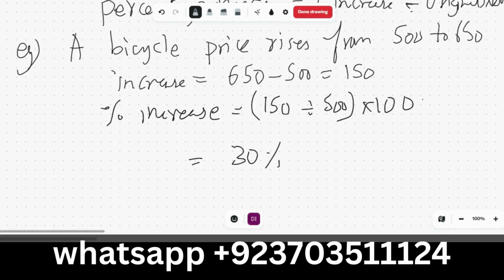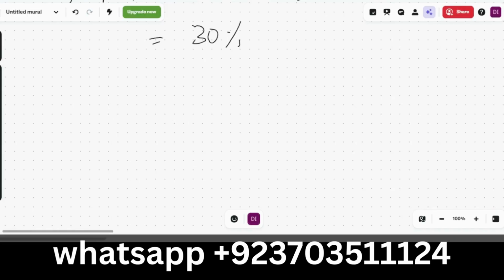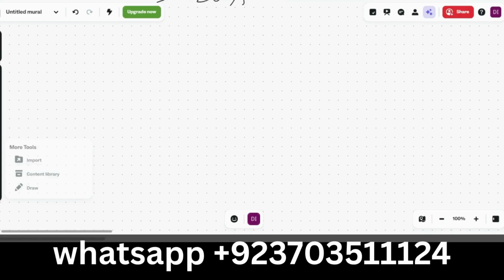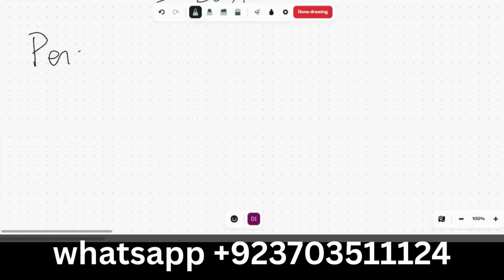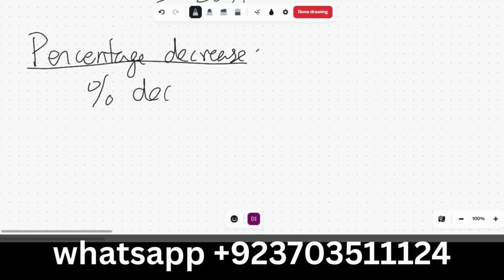Now we are going to talk about percentage decrease. What is percentage decrease? I will just write percentage DEC, that means percentage decrease is equal to decrease divided by original into 100.